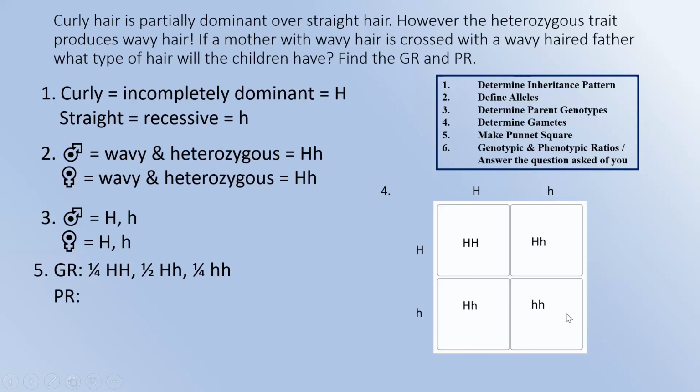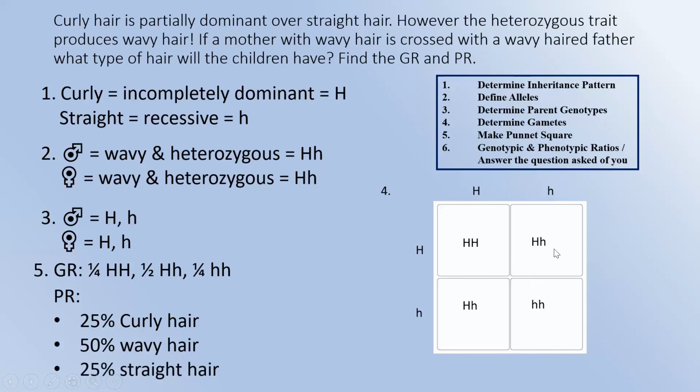Now the phenotypes are where it changes a bit. If this was normal dominance, all of these three would be the same. But because we have a blending for the heterozygotes, we have a bit of a different case here, and that's why this is incomplete dominance and not just normal Mendelian dominance. So phenotypic ratio, we have 25% curly hair, that's the homozygous dominant right here. We have 50% wavy hair, they are the heterozygotes right here. And then we have 25% straight hair, which is the homozygous recessive.